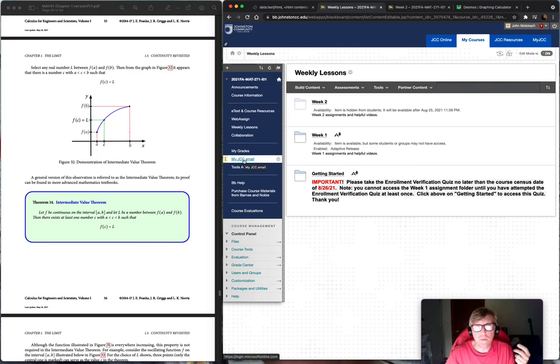And look, be proactive. Don't wait till the last minute. Calculus will eat you for breakfast if you wait till the last minute to do all this stuff. So slow and steady wins the race, just like the tortoise and the hare.